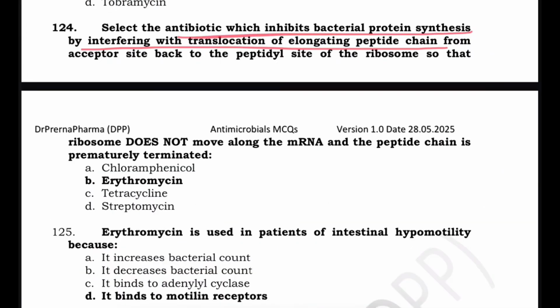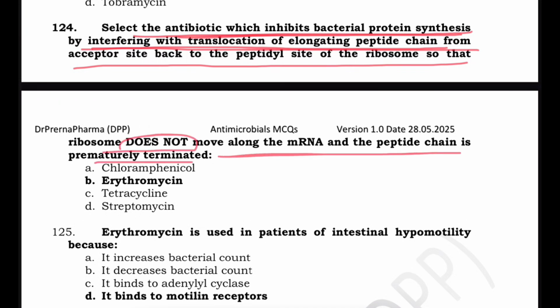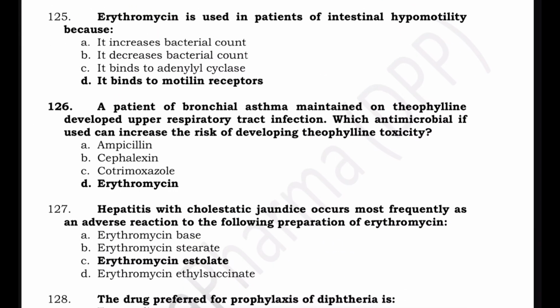Coming to the macrolides, select the antibiotic which inhibits bacterial protein synthesis by interfering with translocation of the elongating peptide chain from the acceptor site back to the peptidyl site, so that the ribosome does not move along the mRNA and the peptide chain is prematurely terminated. So here the answer is erythromycin. Erythromycin inhibits bacterial protein synthesis by interfering with the translocation of the elongating peptide chain, and the peptide chain is prematurely terminated.